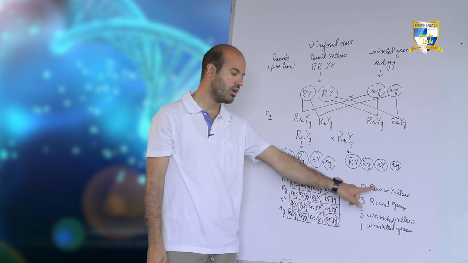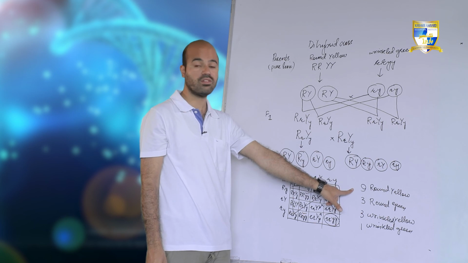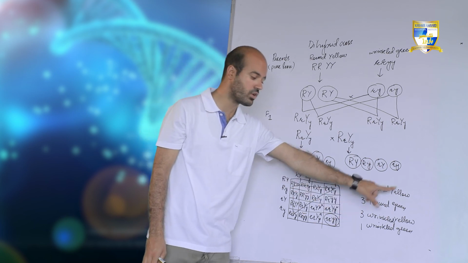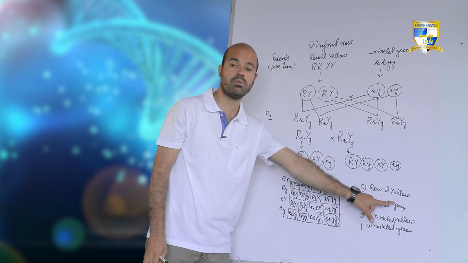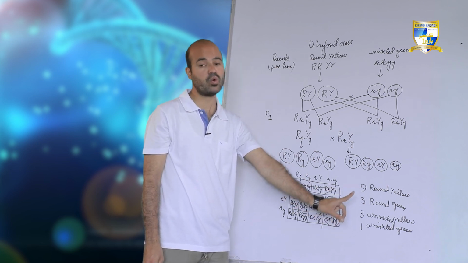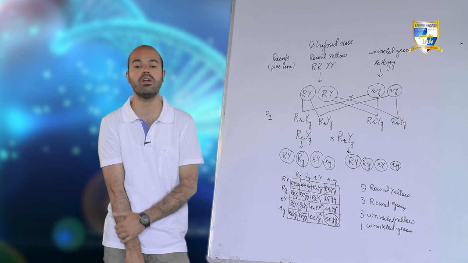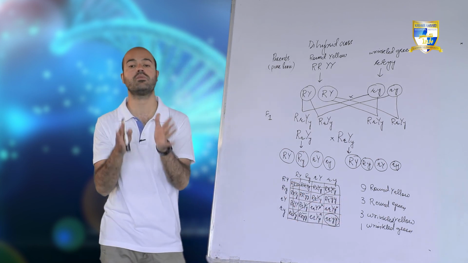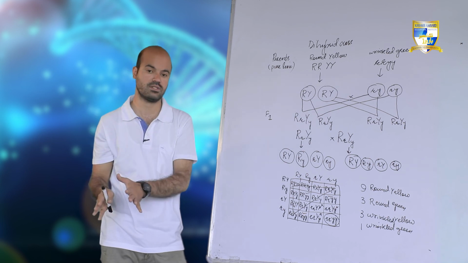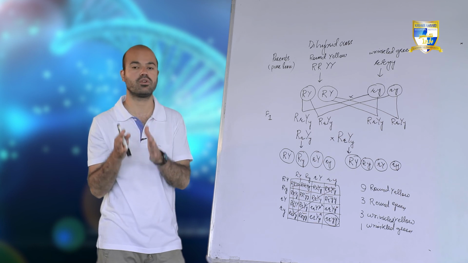9:3:3:1, in which round yellow seed producing plants form the 9 portions, round green seed producing plants form 3 portions, wrinkled yellow seed producing plants are 3 portions, and 1 portion will be wrinkled green seed producing plants. This is the phenotypic ratio of dihybrid cross.